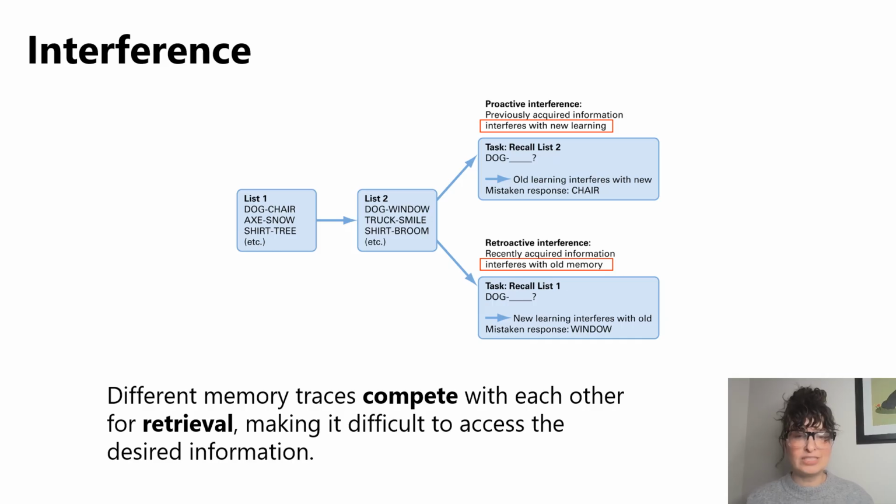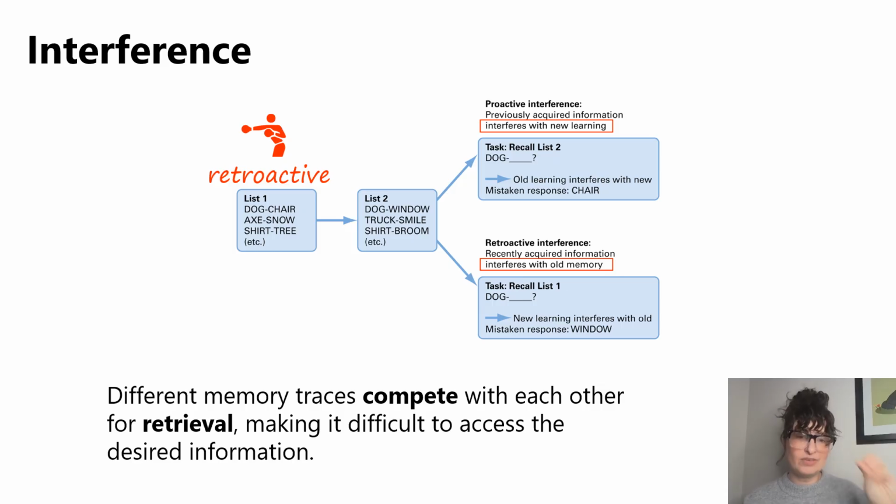I want to take a little bit of a detour here and explain to you the classic effects of interference and break out this concept a little bit. So interference is when different memory traces compete with each other for retrieval, making it difficult to access the desired information. And there's 2 different flavors of interference, retroactive and proactive. Retroactive interference refers to the fact that recently acquired information can interfere with older information. So you learn list 1, then you learn list 2, and because you learned list 2, you have difficulty recalling list 1.